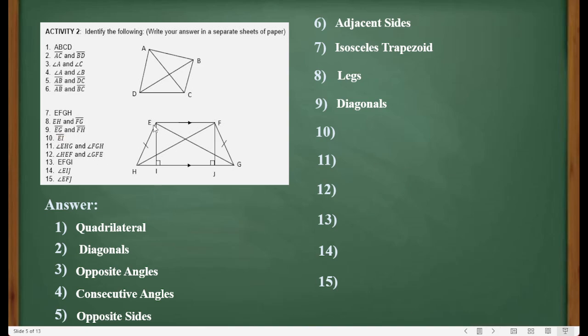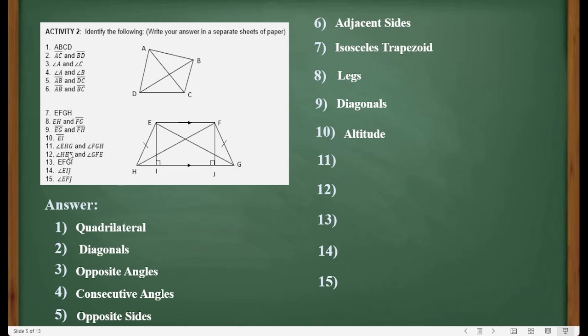Segment EI, this one. Now, you will notice that this segment is perpendicular to this horizontal side of a trapezoid, or the base. Okay. Now, this segment forms a right angle with segment HG. Okay? So, what do we call this segment? This one. So, the answer is altitude.